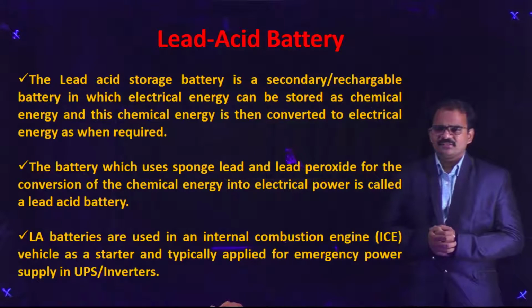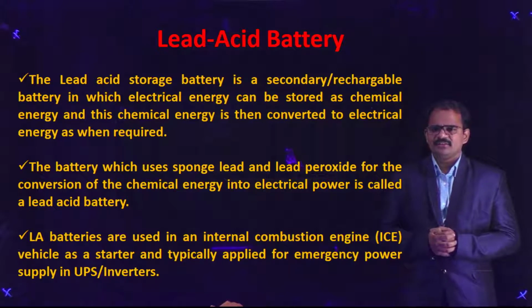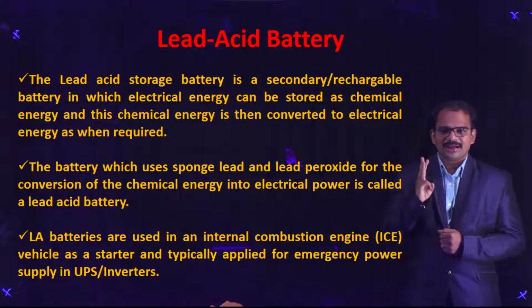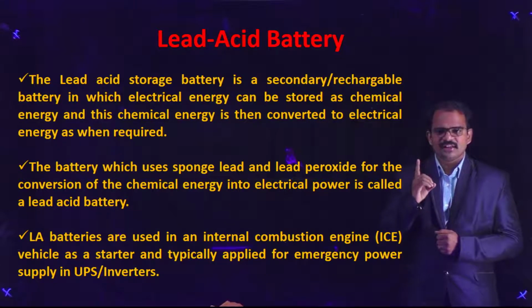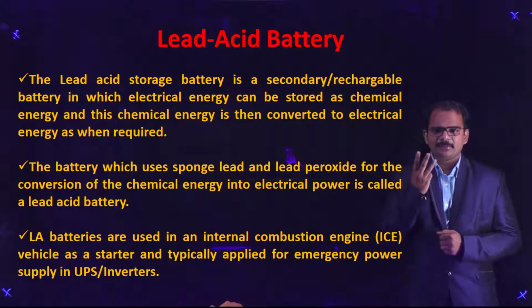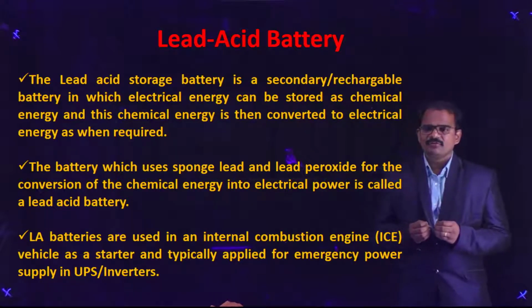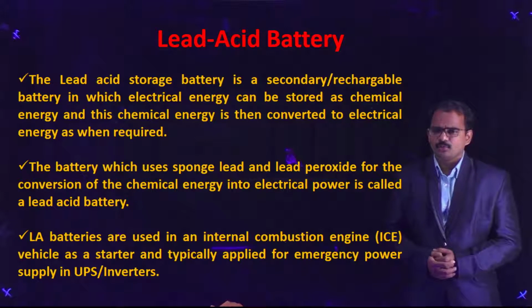Now let's discuss the first type of battery, that is the lead acid battery. Now let's discuss the working of three different kinds of batteries in this lecture. The first one is a lead acid battery, second one is a nickel cadmium battery, and the third one is a lithium ion battery. Now let's see the working of a lead acid battery. And before that, what is a lead acid battery?